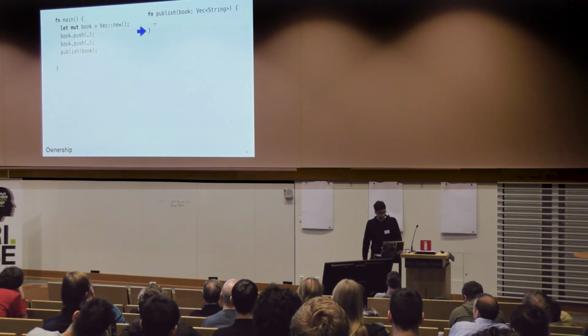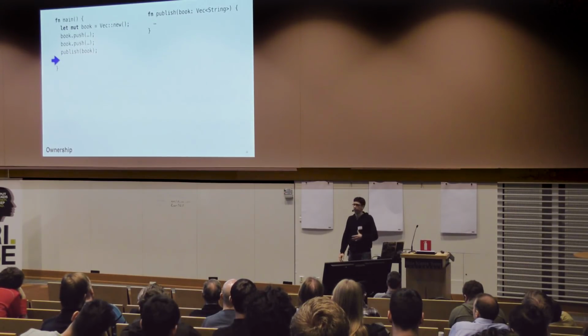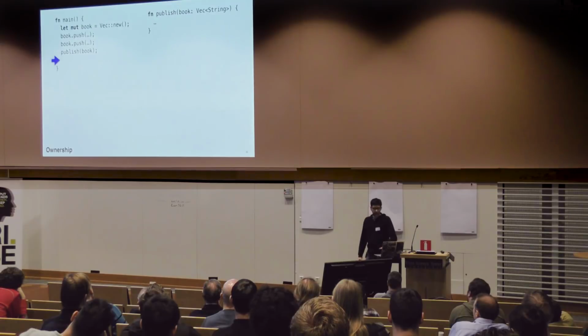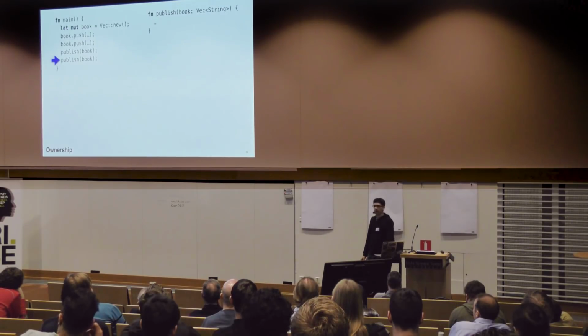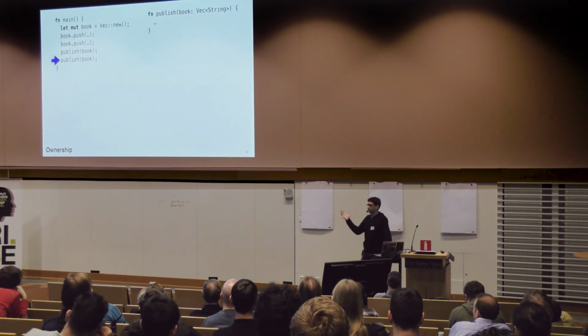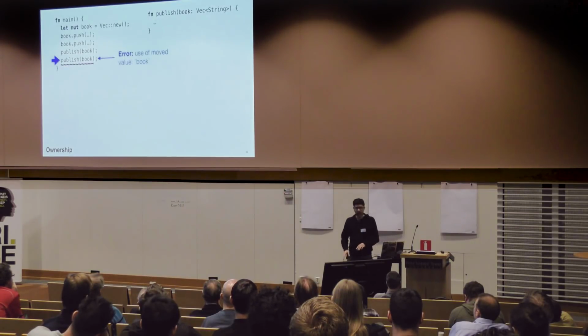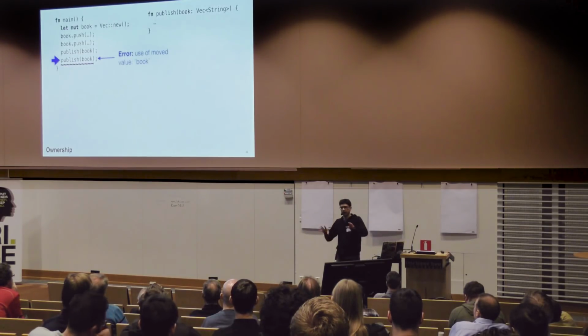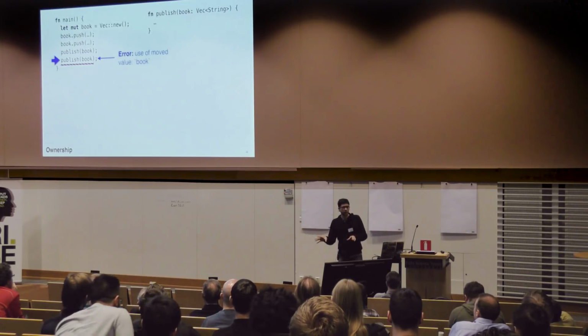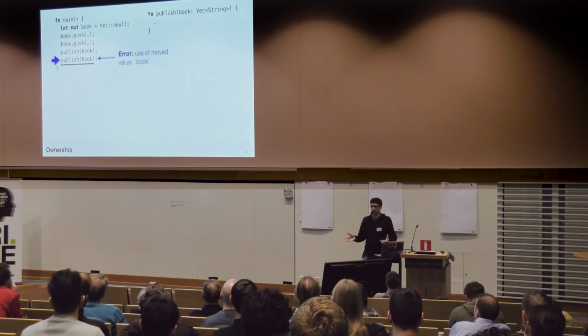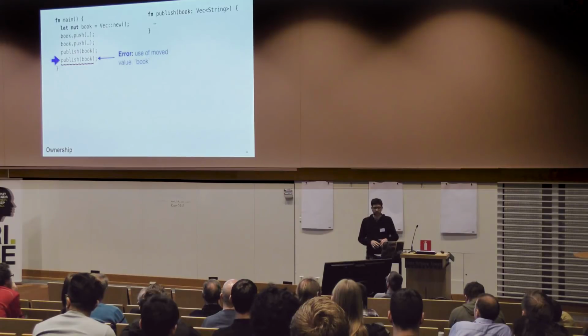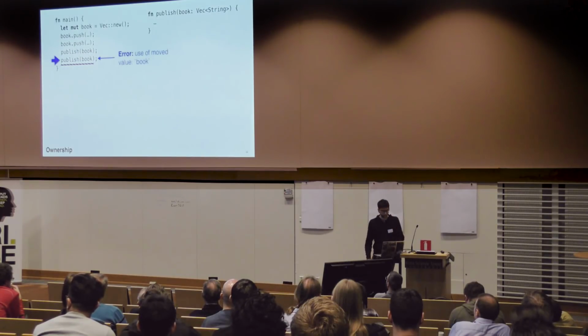Right? Now, now that we've come back to the main function, you might wonder, well, what happens if, after giving the book away, I were to try to use it again? And the answer is that you'll get a compilation error, because the compiler is tracking what you initialized and what you gave away, and it won't let you use those values that you've already given away, or you might have given away if there was an if or some other conditional.